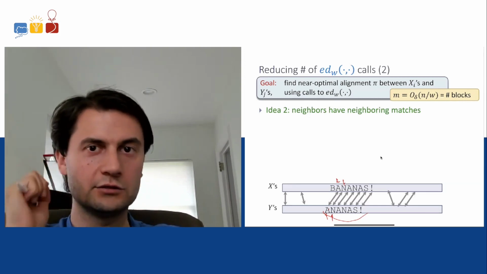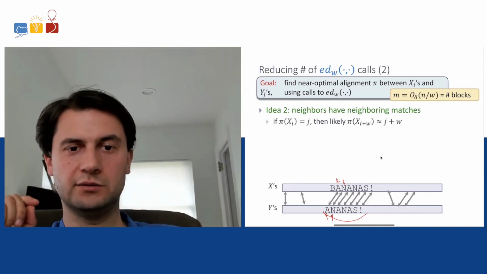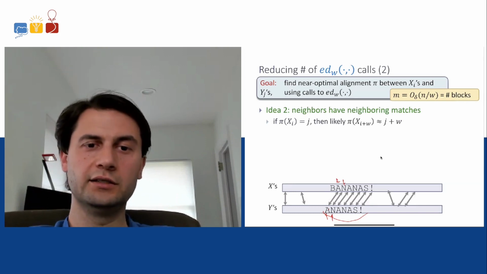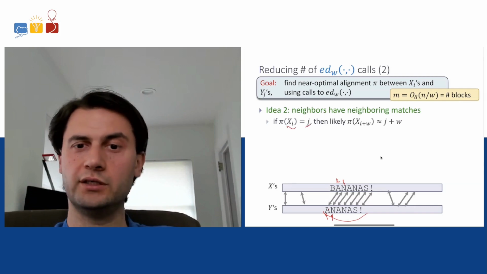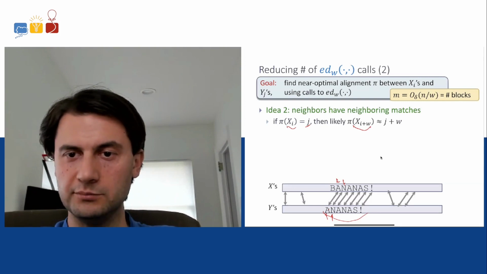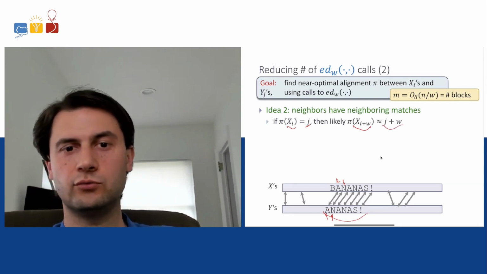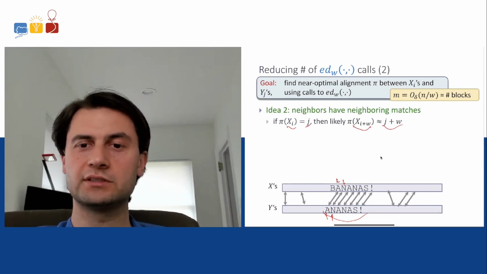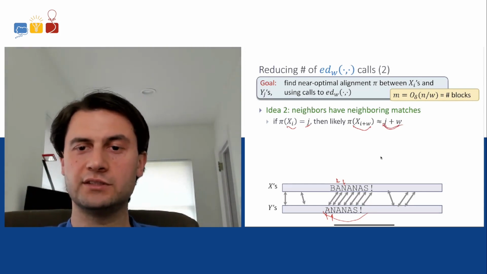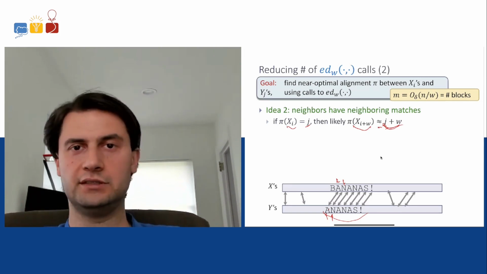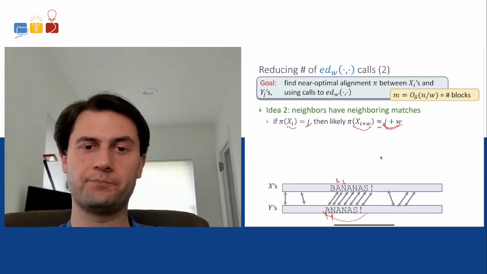Let us formalize this slightly more. This is what I just said: if the block xi matches to some position j in y, then likely the next non-overlapping block of x will match to the next overlapping block of y. Maybe there will be some edit distance operations, so it's plus minus here, which is why this is approximate. But it shouldn't be much far off unless there are a lot of edit distance operations happening right there.